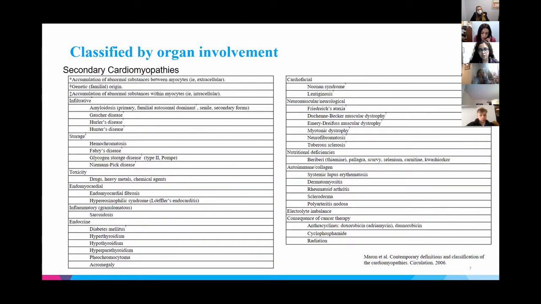This was the secondary cardiomyopathies due to systemic diseases. So you can see here things like lysosomal storage diseases, amyloidosis, glycogen storage diseases. And so these are systemic diseases that can lead to cardiomyopathies.